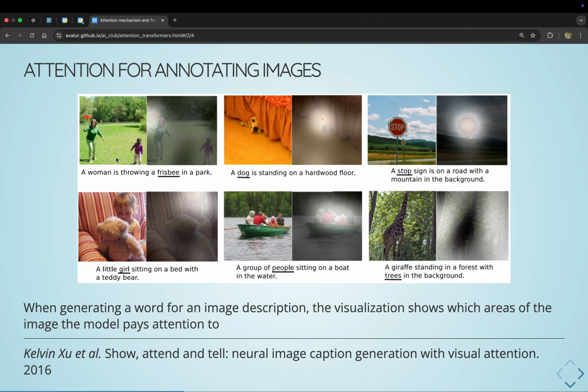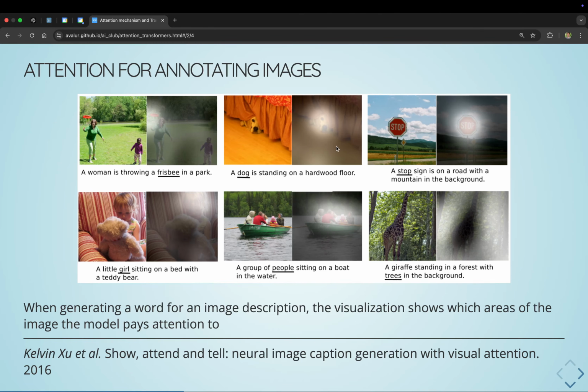So you can use attention not only for text but for images also. This is again an example, the picture from the Show, Attend, and Tell paper. There we apply the same technique for annotating images. So your input is an image, and the output is text describing the image. And for each part of the text, for example, frisbee, dog, stop sign, we can understand which part of the image influences these words in the output.